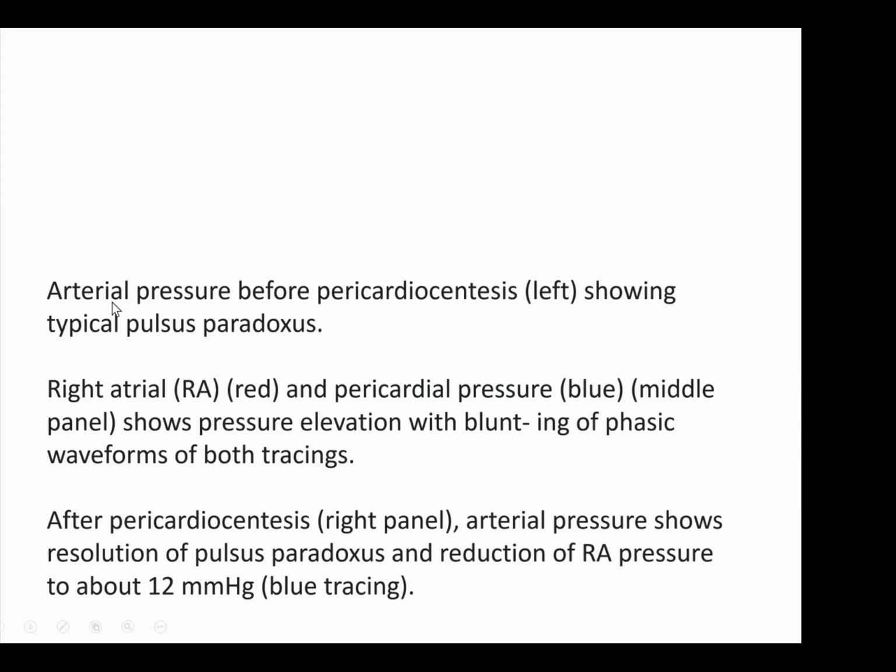In A, it is showing the arterial pressure trace before pericardiocentesis, showing the typical pulsus paradoxus. The RA pressure trace and the pericardial pressure trace show elevated pressures with blunting of the waveform. There are no clear-cut waveforms. Both are almost equal. After the pericardiocentesis, there is resolution of the pulsus paradoxus. There is reduction of the RA pressure and reduction of the intrapericardial pressures.